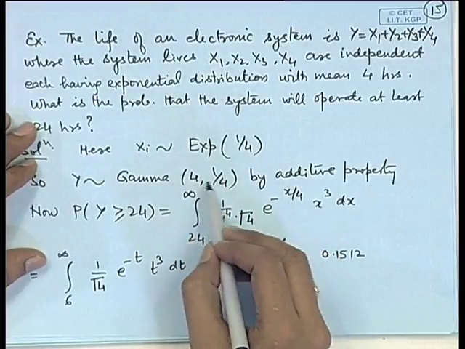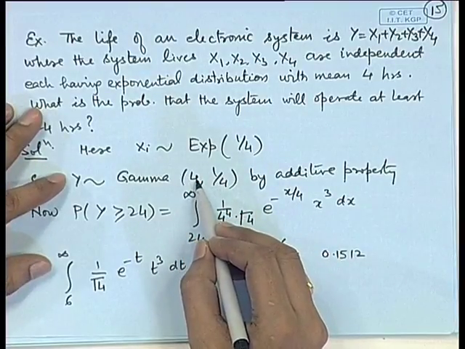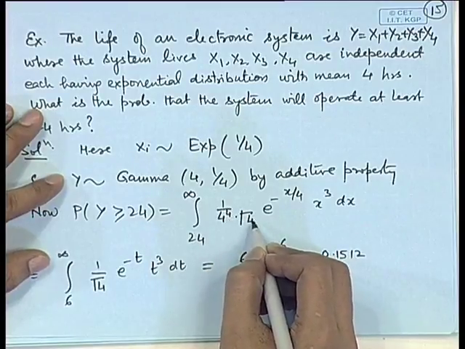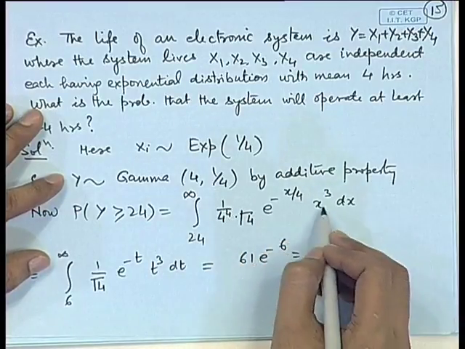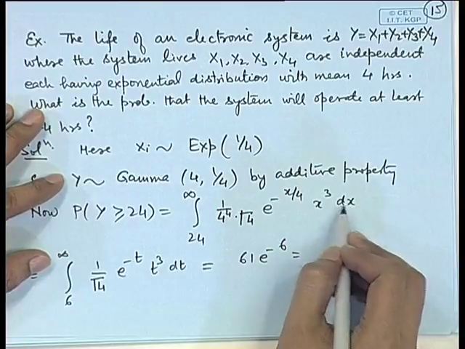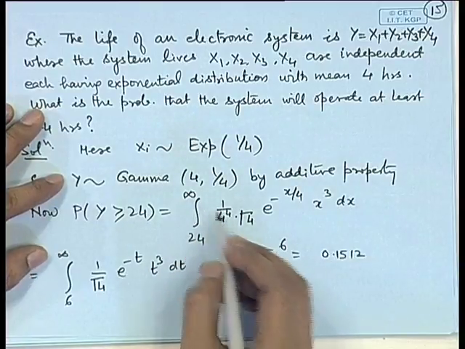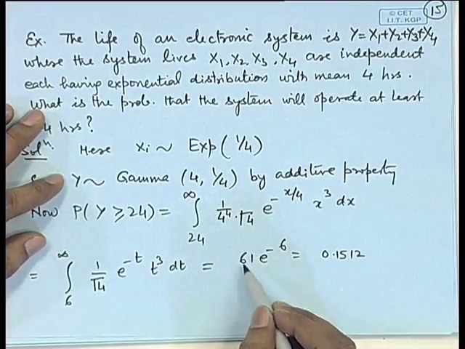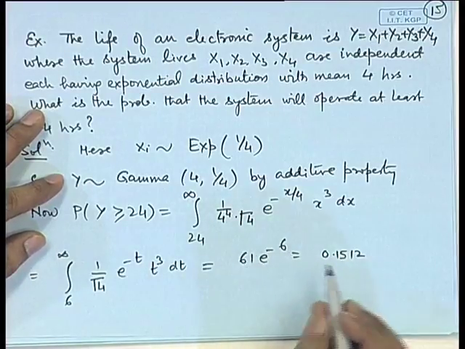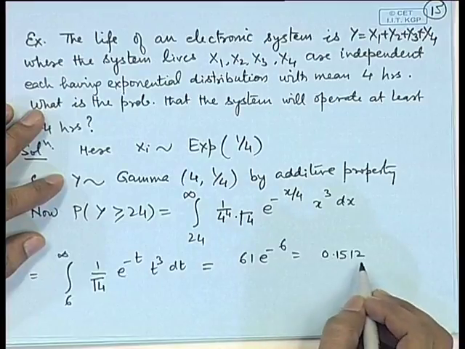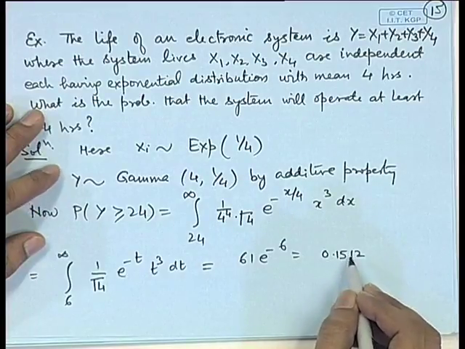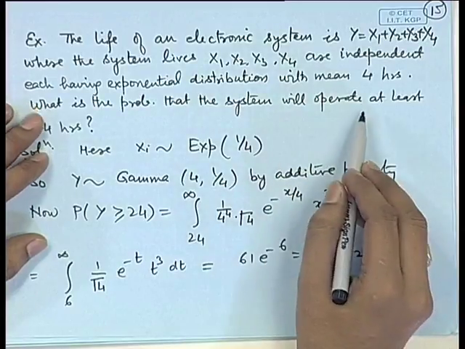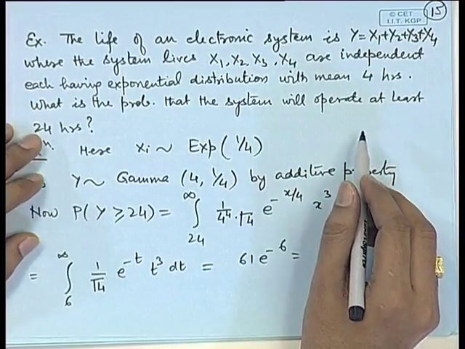Now, the density of a gamma distribution with parameters 4 and 1 by 4 is given by (1 by 4) to the power 4, over gamma 4, e to the power minus x by 4, x to the power 4 minus 1. So, we integrate from 24 to infinity. After some simplification this value turns out to be 61 e to the power minus 6, that is 0.1512. That is, there is almost 15% chance that the system will be operating for at least 1 day.